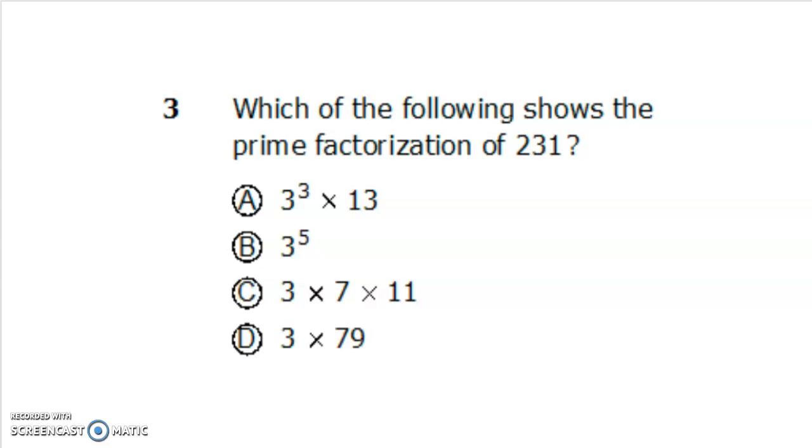Number 3. Which of the following shows the prime factorization of 231? A. 3 to the third power times 13. B. 3 to the fifth power. C. 3 times 7 times 11. D. 3 times 79.